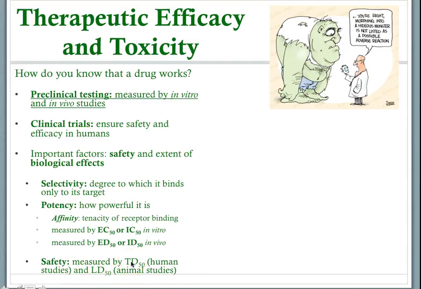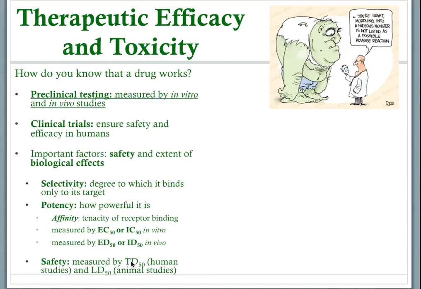But in humans, we do have toxicity. So you know that when you take a drug, there are side effects associated with this drug. Those side effects really are toxicity. And we always make a determination as to how much toxicity we're willing to put up with, how many side effects we're willing to put up with, and how severe we're going to permit them to be.